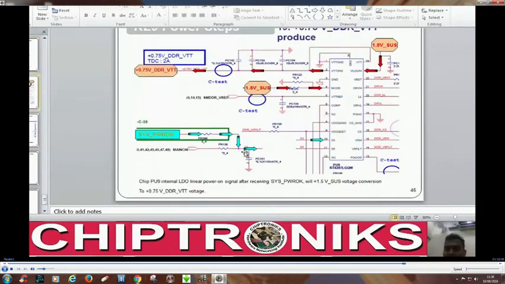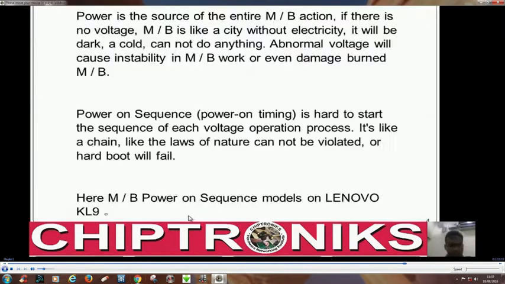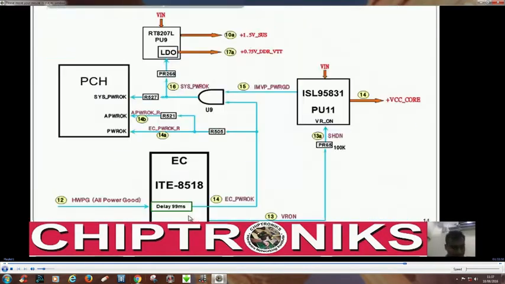And in the next slide you can see how this sys power OK is important to generate the termination voltage of RAM. The termination voltage of RAM. Let's go to the slide.